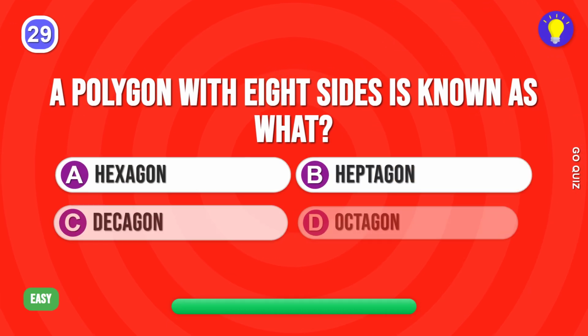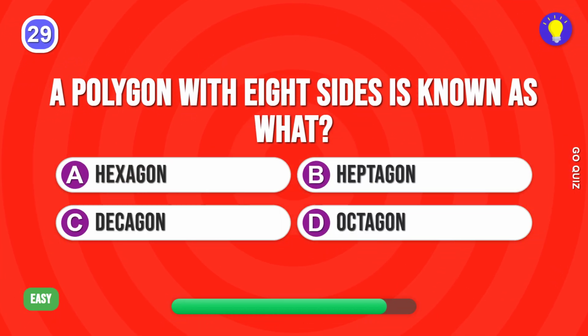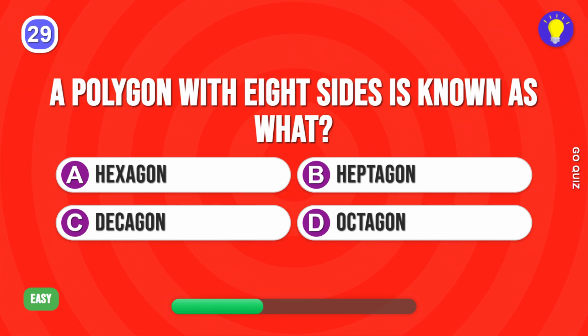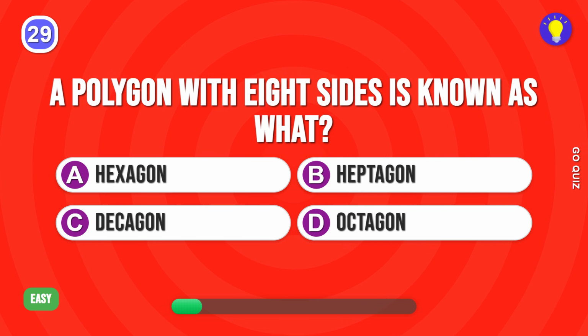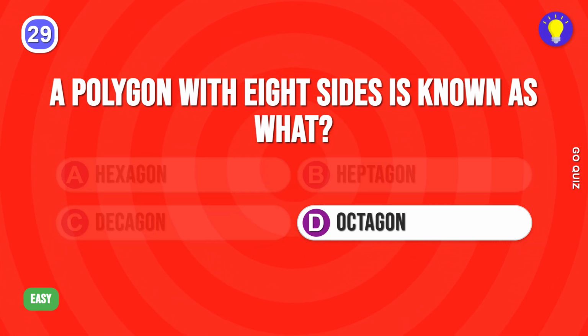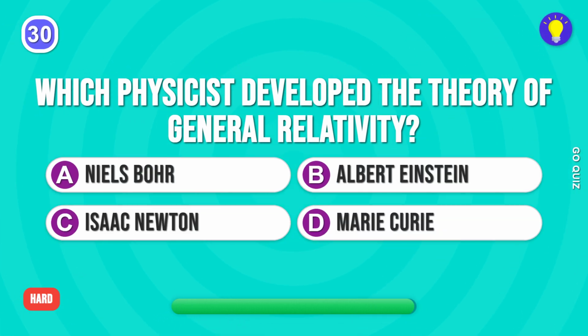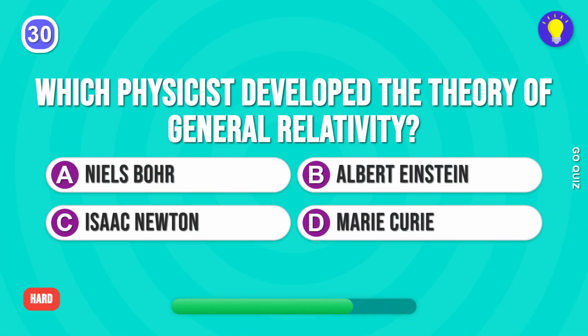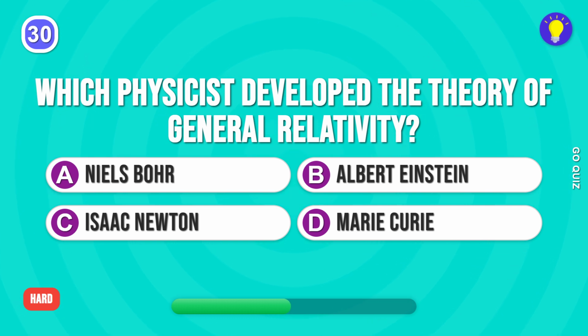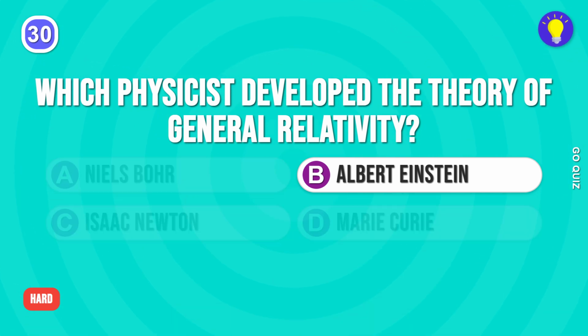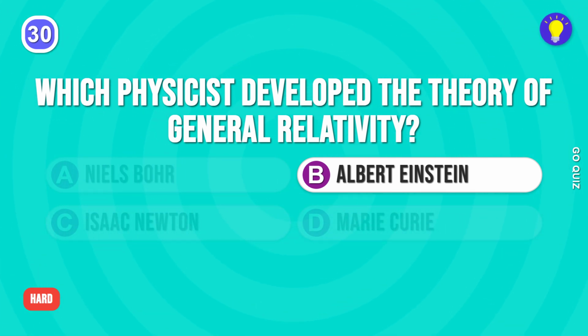A polygon with 8 sides is known as what? An octagon has 8 sides. Which physicist developed the theory of general relativity? Einstein developed general relativity.